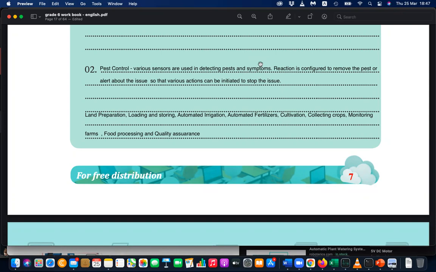Then automated fertilizers. Sorry? Sir, how much is an Arduino board? An UNO board will cost around 1,000, right? It can be less than 1,000 or maximum 1,200 for the UNO. Where can we buy it? You can buy it from Pettah, where there are places selling electronics. And if not, you can just go to Daraz and order it.